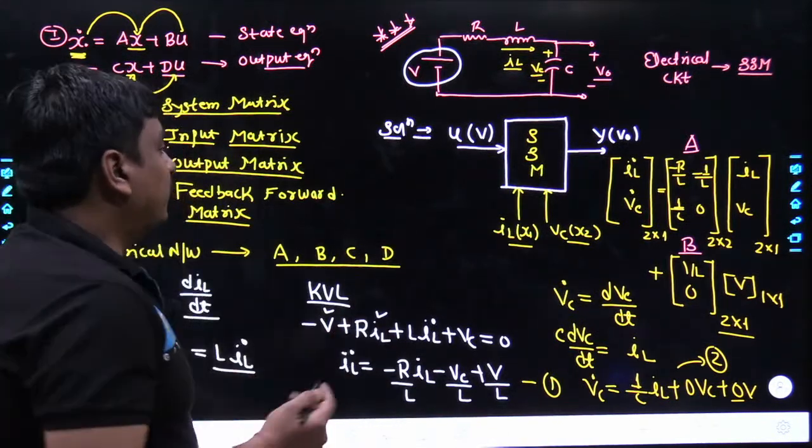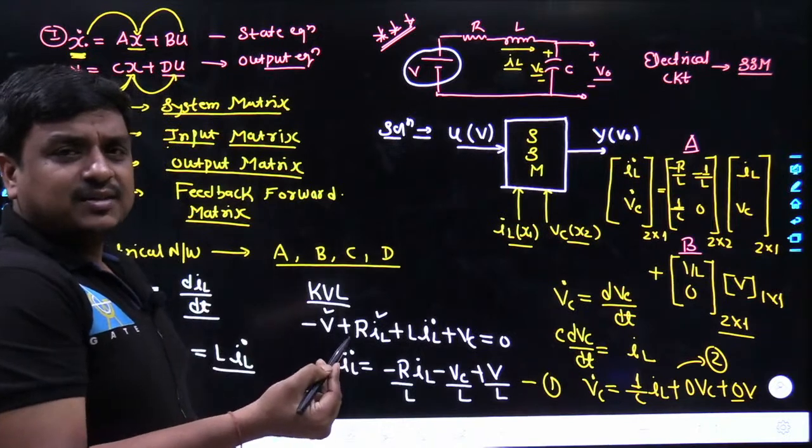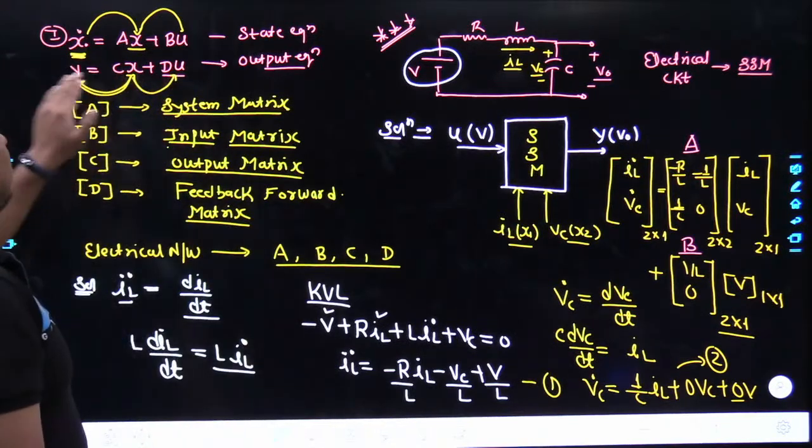Yes. And now if we talk about the matrix C as well as matrix D, the matrix C as well as the matrix D are the part of the output matrix.